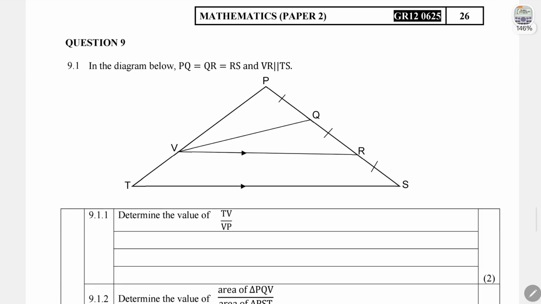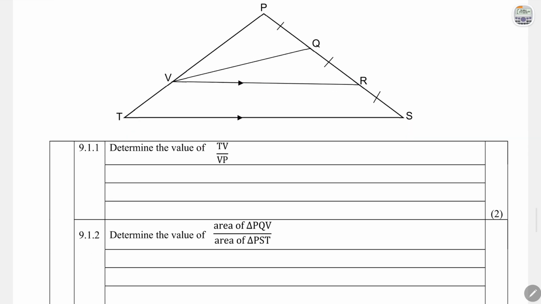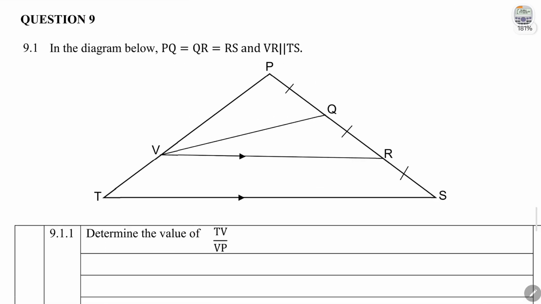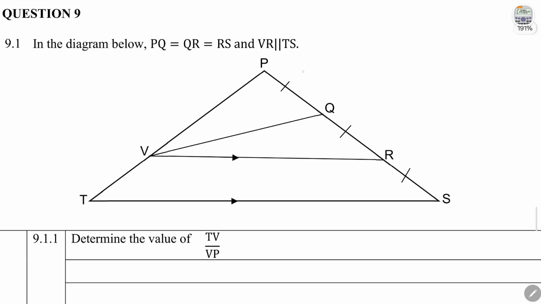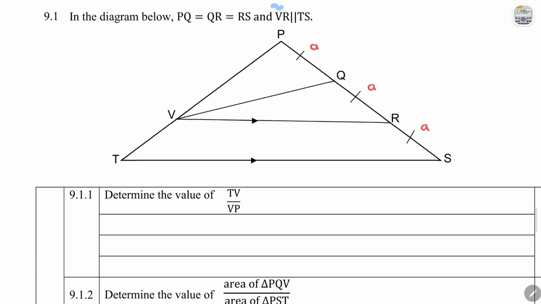Question 9.1 says, in the diagram below, PQ is equal to QR, which is equal to RS. And we're also told that VR is parallel to TS. The first question, 9.1.1, says, determine the value of TV over VP. Since these three sides are equal, we can just call them A. If that is A, and that is A, and that is A, because they're exactly the same, how would we find TV over VP?